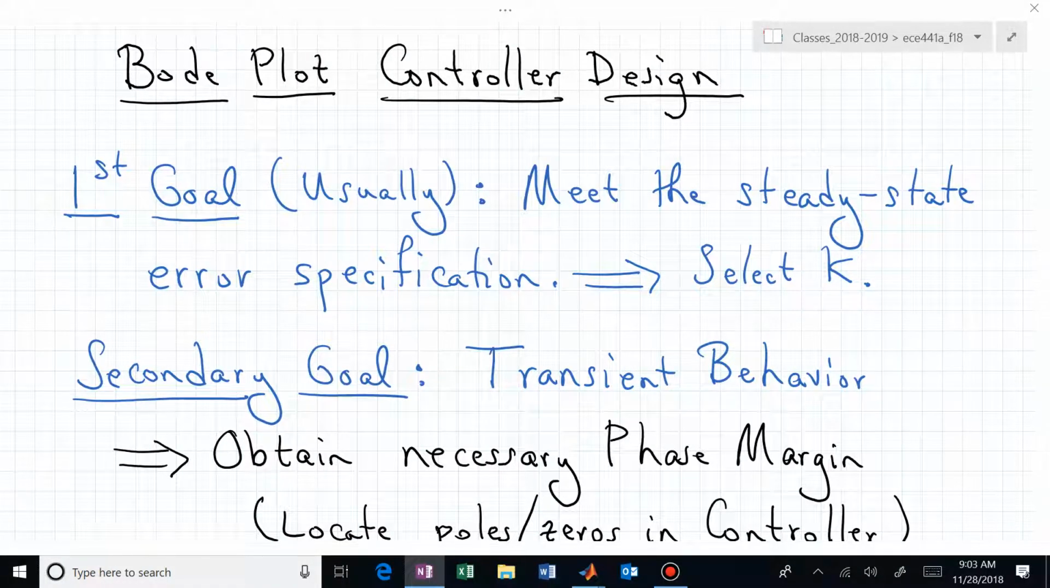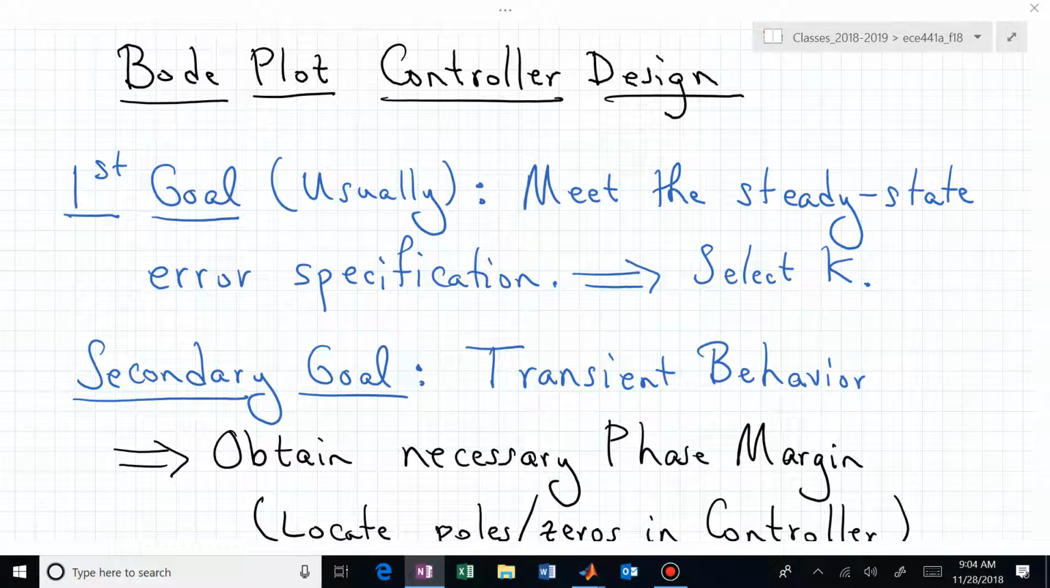Relative to designing controllers with the Bode plot, if you contrast it with the way we did controller design in Root Locus, Root Locus was really focused on where are these triangles, where are our closed loop poles, what is our transient behavior going to look like. Bode plot design looks at it the other way. Going back to Root Locus, we just assumed that our steady state accuracy would be okay once we placed those triangles in the appropriate location. Bode plot controller design flips the priority or the emphasis of those design considerations.